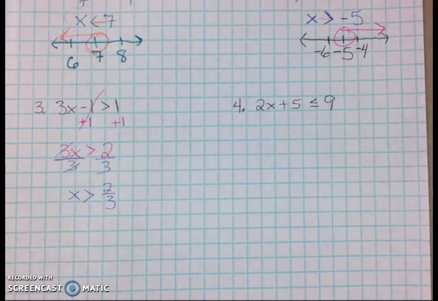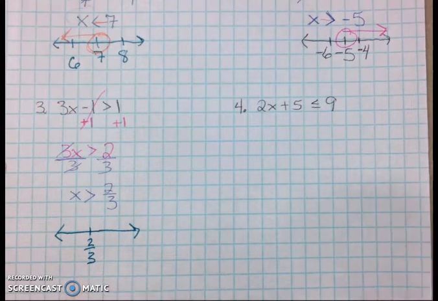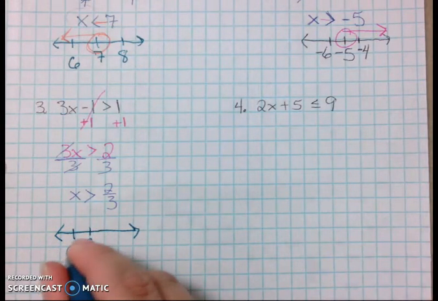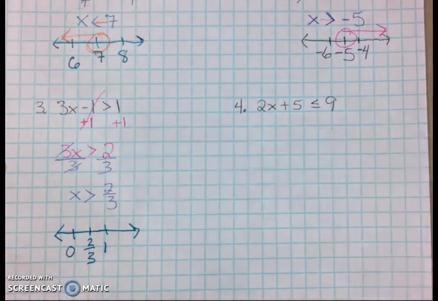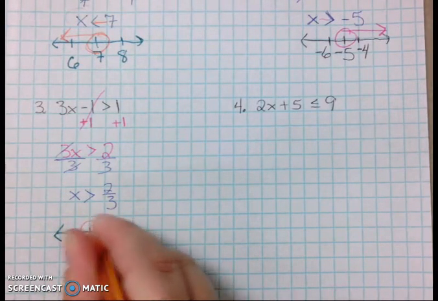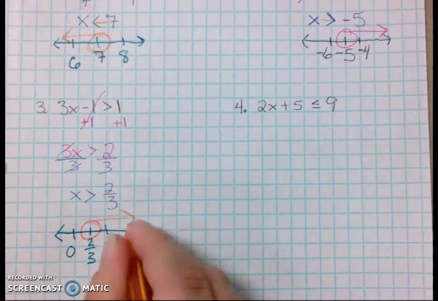Alright, draw my number line. Put 2/3 here. So give me any number smaller, so let's just pick 0. And any number bigger, so I'm just going to pick 1. They're not going by the same amount, but I'm just showing you that you can make it really simple. So I circle my 2/3. X is greater than that. Goes to the right.